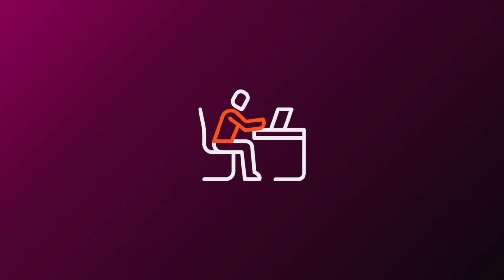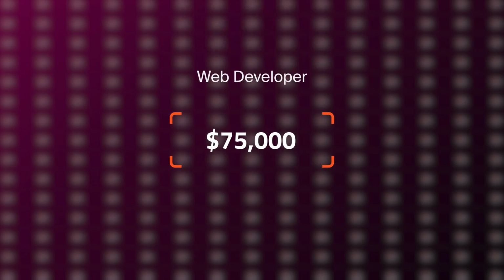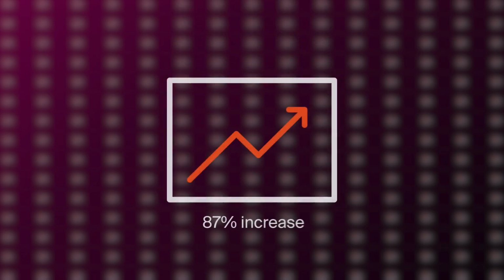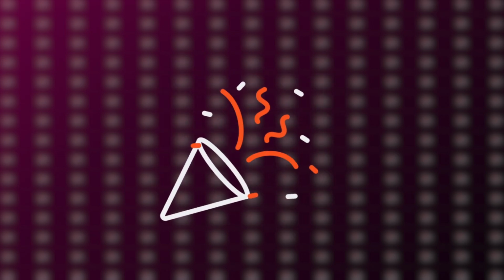Blockchain developers are in high demand with thousands of job openings across the country. The average annual income for a starting blockchain developer is over $140,000. The average income for a web developer is $75,000 annually. That is an 87% increase in pay. Compare a blockchain developer's average starting pay with a web developer starting pay, and you can see how a potential 87% increase in pay is career-changing.